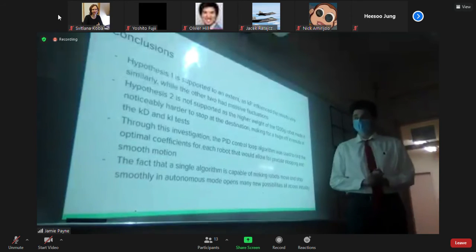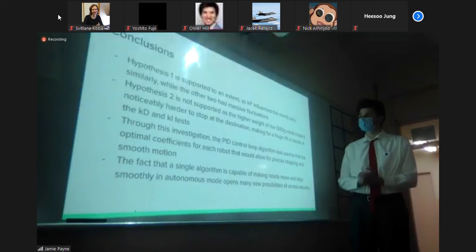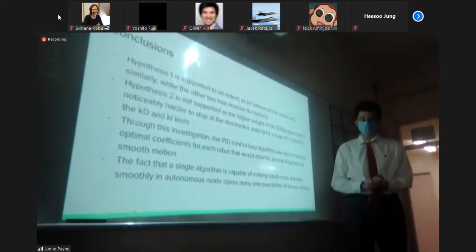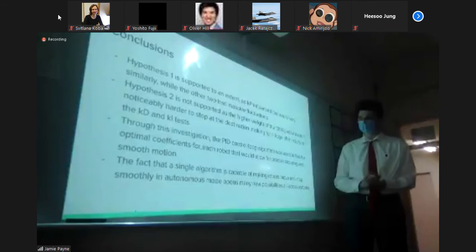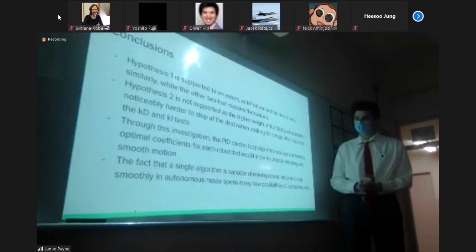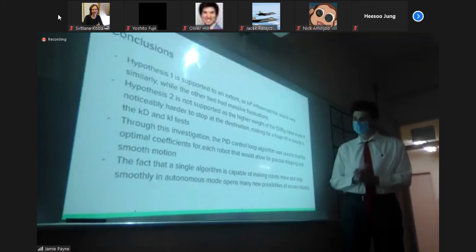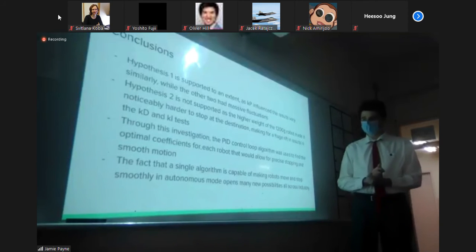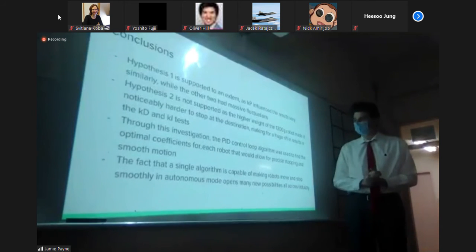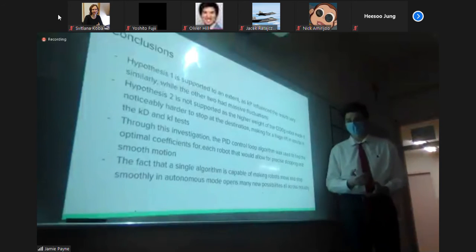Hypothesis 1 was supported to an extent, as the proportional component influenced the result very similarly, while the other two components had massive fluctuations for both robots. And as for hypothesis 2, it just wasn't supported whatsoever, as the higher weight of the 1200-gram robot made it noticeably harder to stop at the destination, even though they were using the same hardware, making for a huge rift in the results, as you saw between the kD and kI tests.